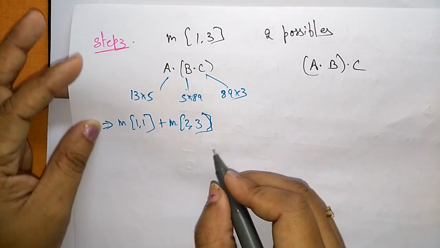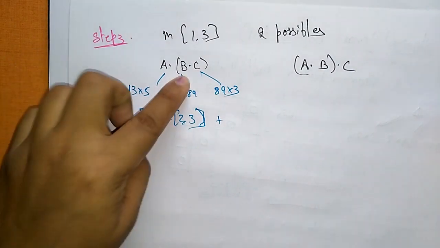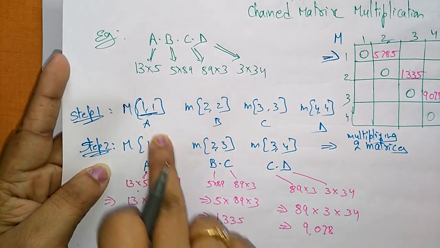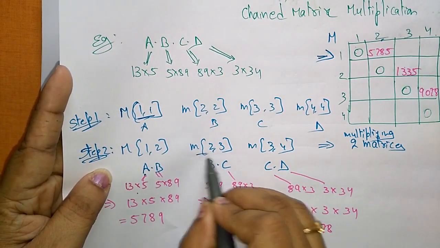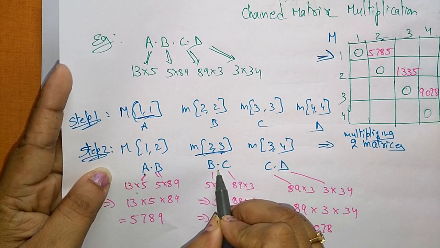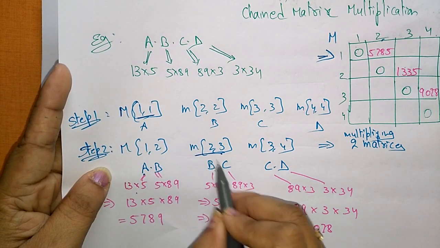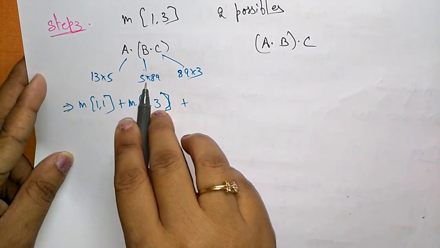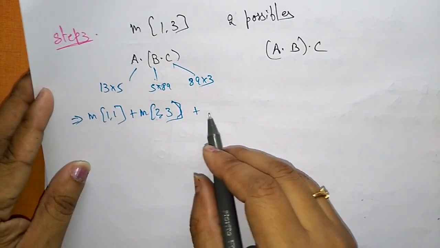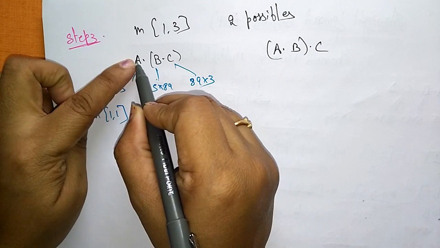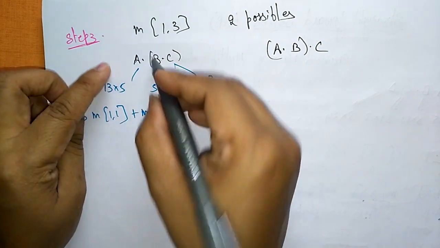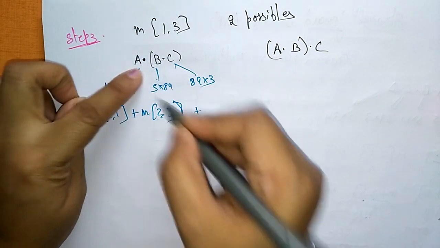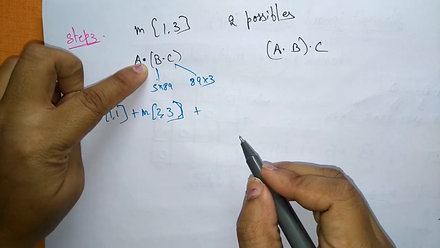And next plus means just B dot C. Don't be confused. So here A is nothing but M of 1 comma 1 and B dot C is M of 2 3. Already I have multiplied. B dot C means M of 2 3. So this multiplication is over and this multiplication is over. Now I have to calculate the cost of this dot.